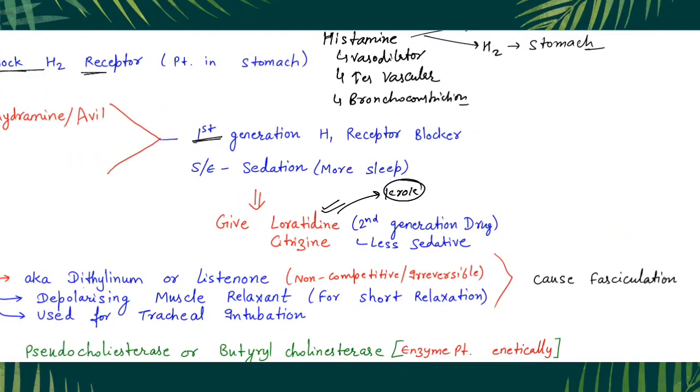We also have third generation drugs, which have very little sedation or no sedation at all. They are the modified forms of cetirizine and loratadine: levocetirizine and desloratadine. So these are the third generation H1 receptor blockers. Remember, the main drugs here are loratadine and cetirizine.